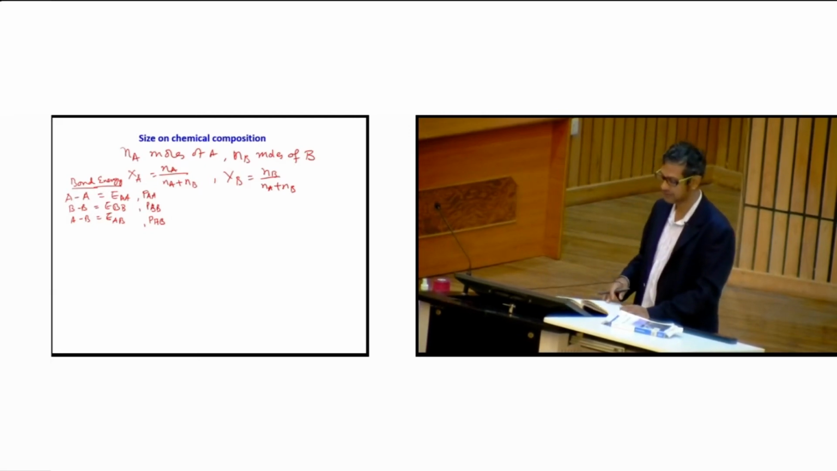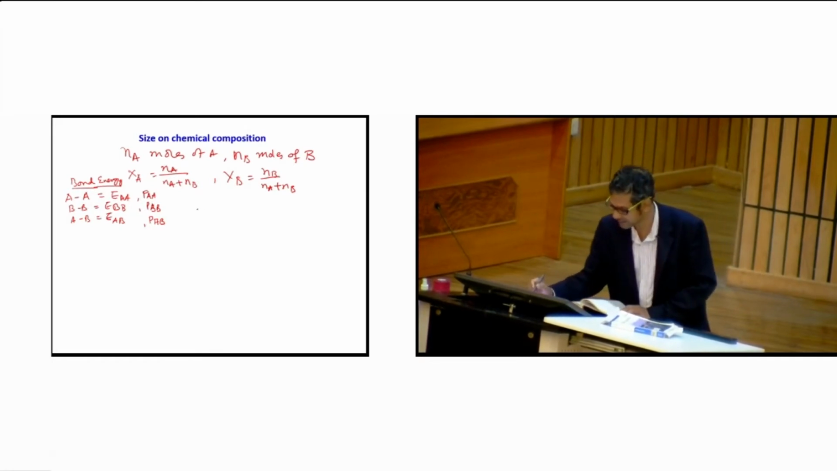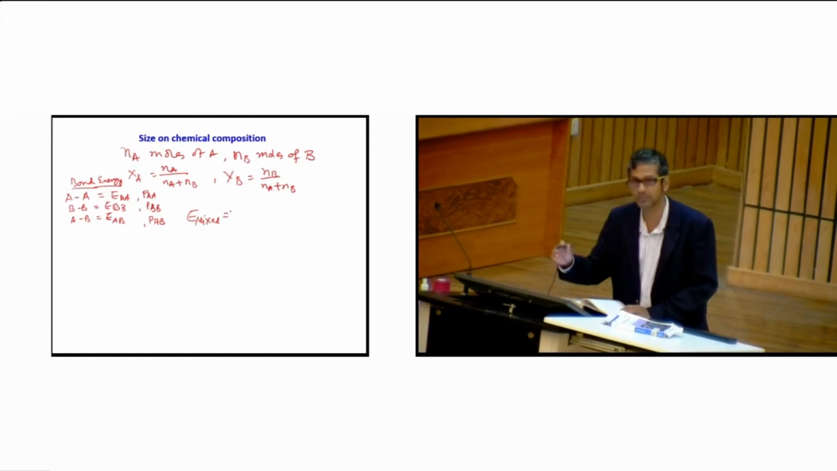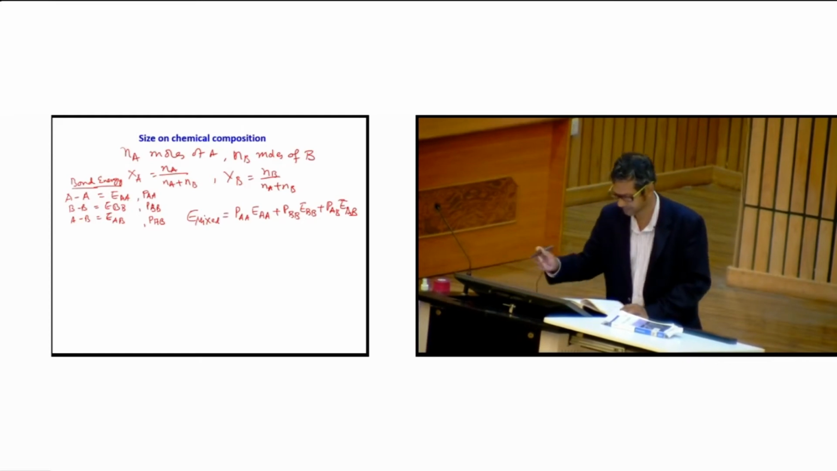So therefore, when you mix them together, I write E mixed, the total bond energy. When you mix them together atomistically, it is the number of AA bonds multiplied by the bond energy of AA, plus the number of BB bonds multiplied by the bond energy of BB, plus the number of AB bonds multiplied by the bond energy of AB.